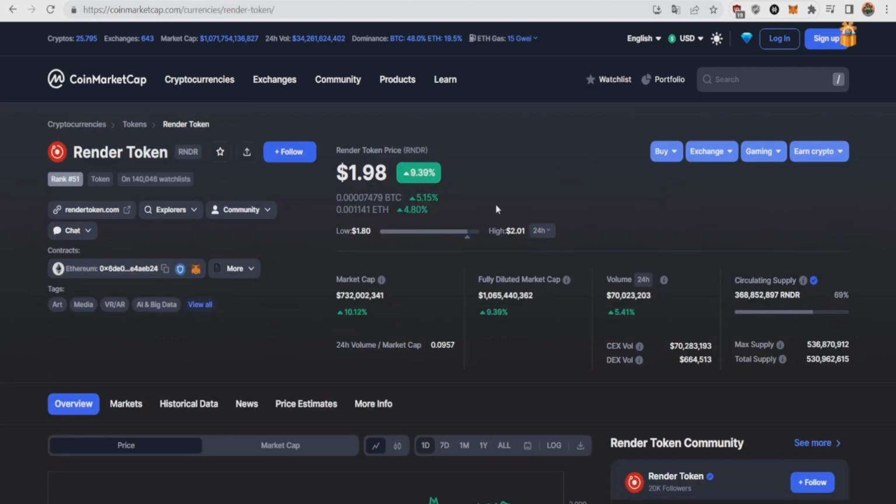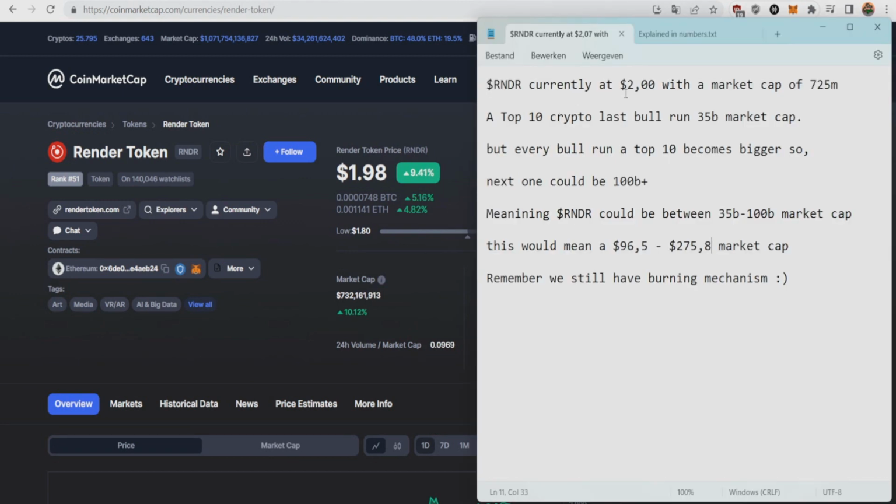So what would this actually mean for Render? So Render currently at a price of around $2 with a market cap of 725 million. A top 10 crypto last bull run was 35 billion market cap, but every bull run a top 10 crypto becomes bigger. So next one could be 100 billion, meaning that Render could be between 35 billion to over a 100 billion market cap. So this would mean a price of $96.5 to $275.8 depending on these market caps. Remember, we still have a burning mechanism that's going to come that can actually shrink down the amount of tokens, shrink down the market cap, that the price can even go higher.